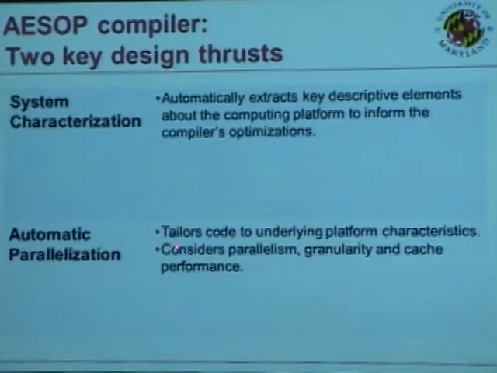The second thrust is, once you've got all this information, use it to do automatic parallelism. So number one, you consider the parallelism, but you also consider granularity and cache performance. We consider all three, and we also consider the underlying platform. We look at the cache, the network, the number of threads, all of that, and in the end, hopefully produce a good couple.